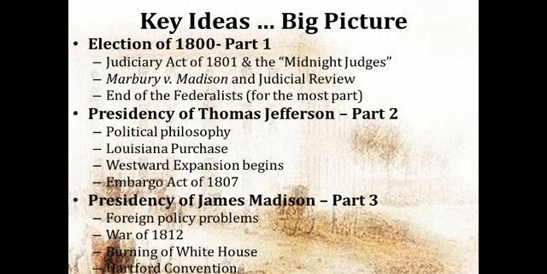As I hope you recall, in part 1, we discussed the election of 1800 and some key ideas that stemmed from that event. Part 2 was all about the presidency of Thomas Jefferson, a whirlwind tour through his 2 terms. For the presidency of James Madison, the key ideas we're going to talk about are foreign policy problems, the War of 1812, which is really the big picture event here, the burning of the White House, and the Hartford Convention. So here we go.